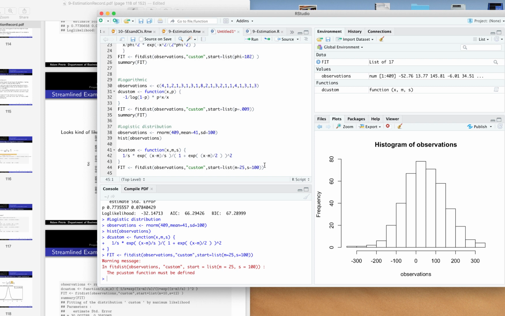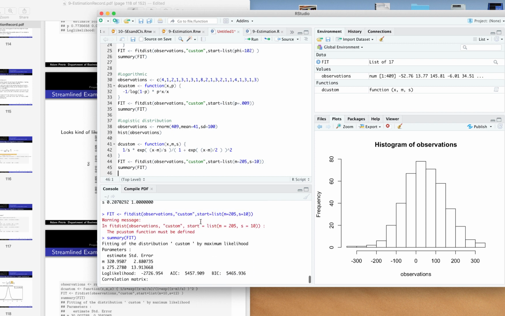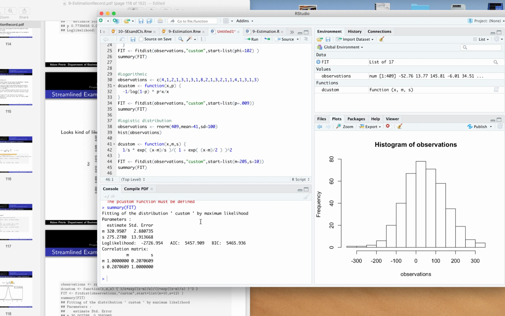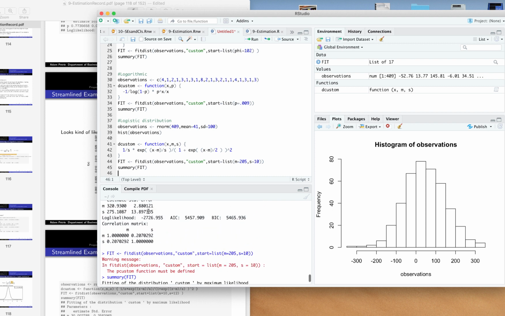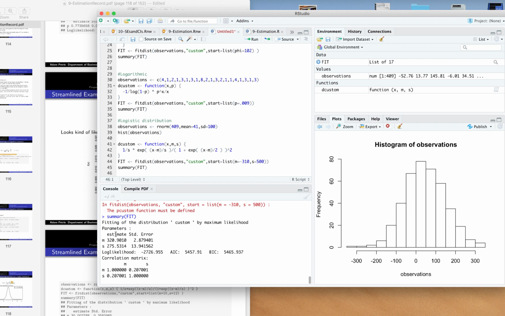Same old warning message, don't care. Let's get a summary. And this is estimating m to be 321 and s to be 275.1. Is that sensitive to my starting guesses? Well, let's just switch this up. Same values here, 320, 275. Even if I'm really, really far off, R is smart enough to know how to find that maximum. So we always get there.